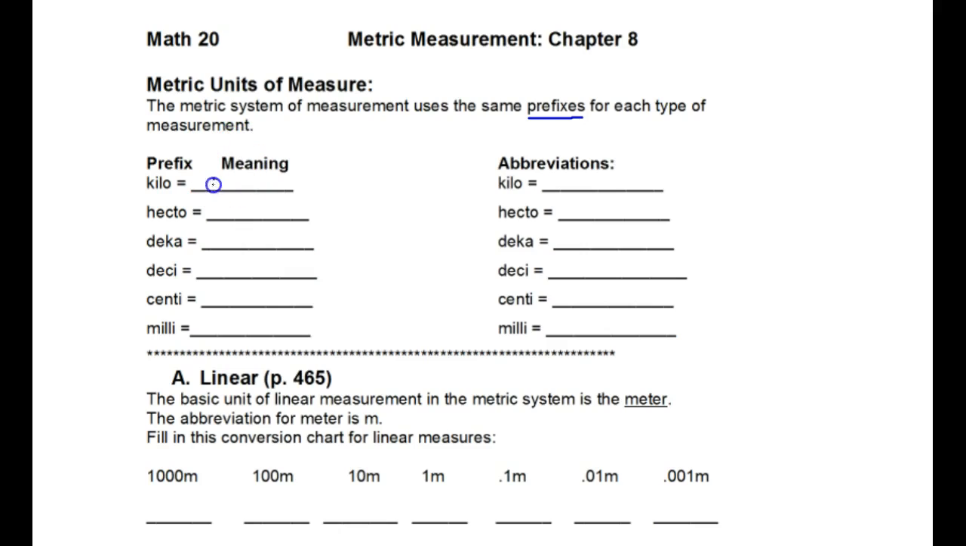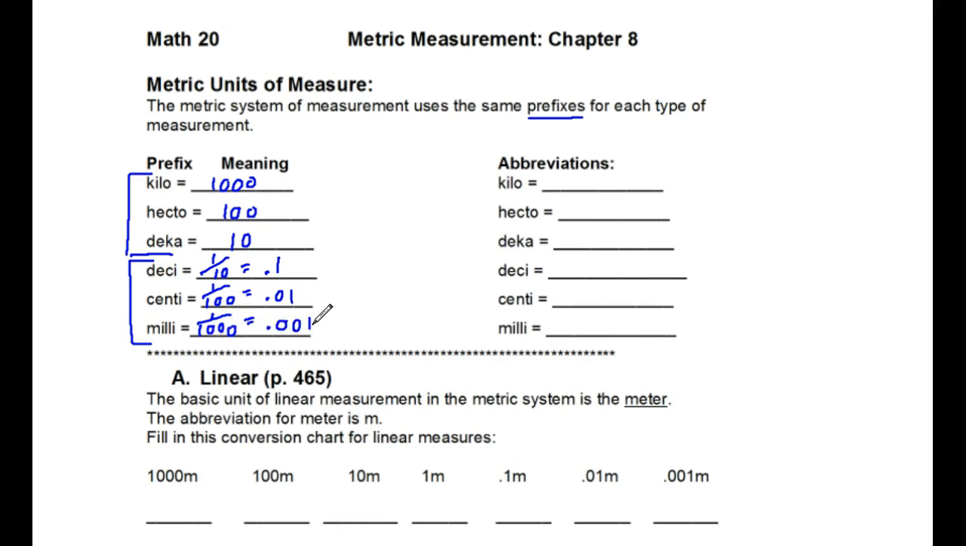The meaning of kilo is 1,000 times. So if I have a kilometer, that's 1,000 times a meter. Hecto means 100 times. Deca means 10 times. Then we go to parts of. So this is multiplying by, and this is kind of parts of. Deci is 1/10th of something, or 0.1. Centi is 1/100th of something, or 0.01. Milli is 1/1000th of something, or 0.001.